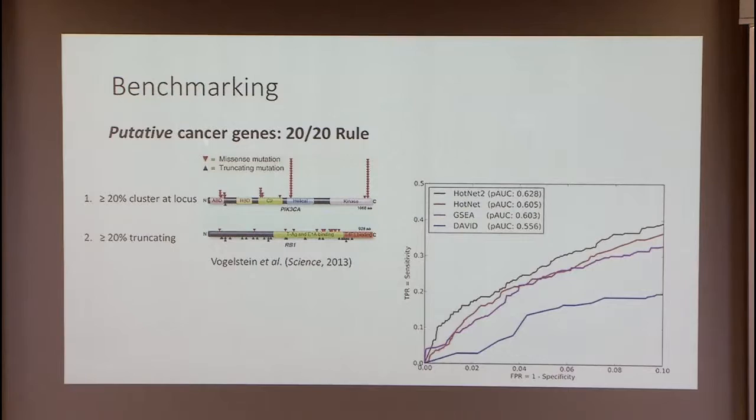So we benchmark. Benchmarking's hard, right? I mean, I can show you great simulations where we can just do better than anything ever produced. That's not very informative. So you want to try to make it as realistic as you can. And so here we try to benchmark on the problem we're interested in, which is finding new cancer genes. But we don't know all the cancer genes. So we end up making a list of cancer genes using what's called the 20-20 rule of Vogelstein, which is that they have either clustered mutations or they have mostly inactivating mutations. And if you create a list like this, and then you look at how HotNet2 is doing compared to pathway-based methods, yeah, we do pretty well. I mean, we're sort of dominating performance. It's going in the right direction, so that's good.